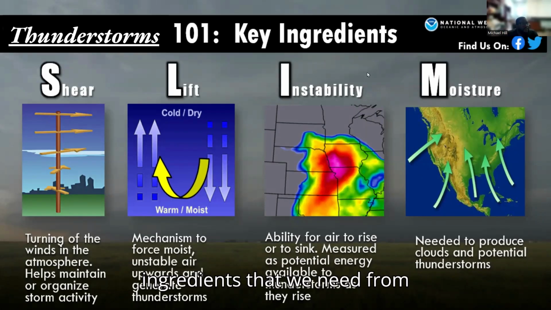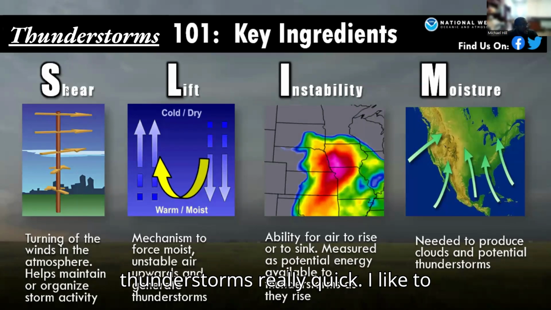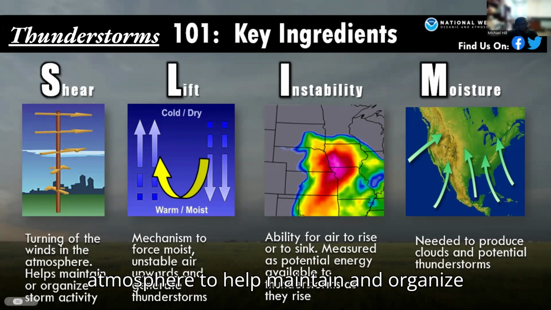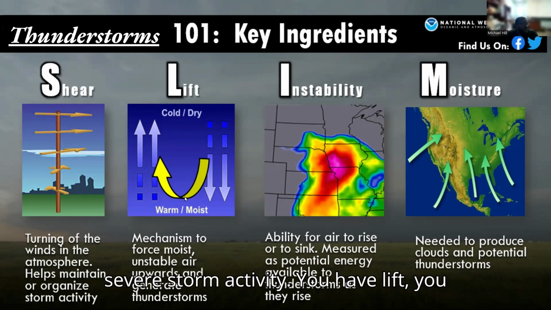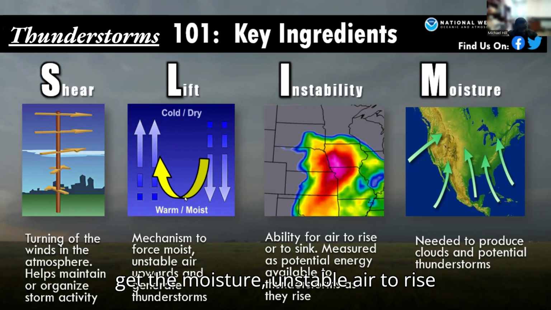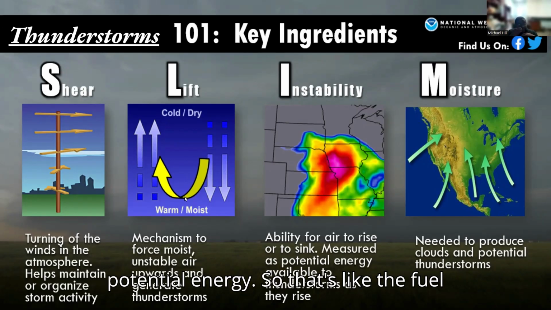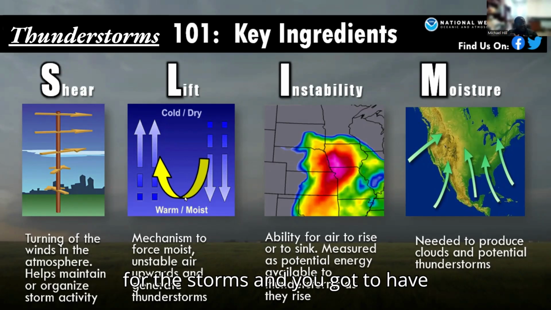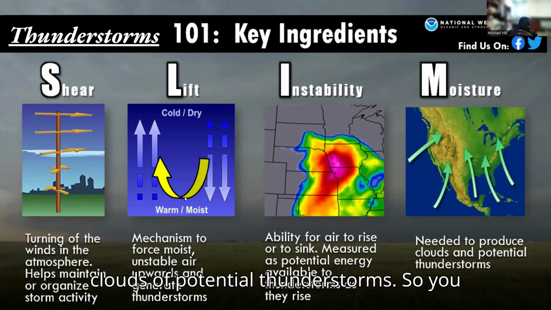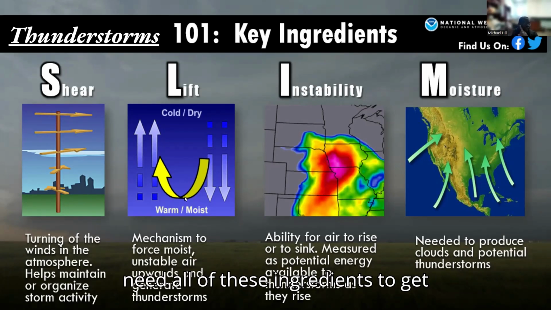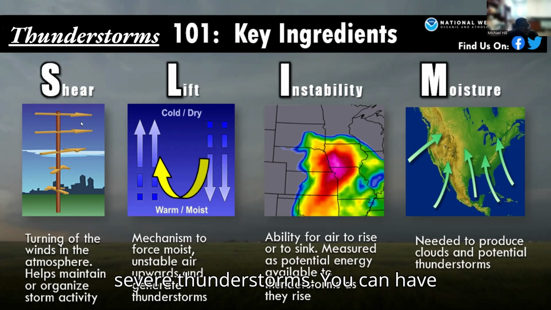We'll go through a few ingredients that we need from thunderstorms really quick. I like to teach the SLIM method. You got shear, which is the turning of the winds of the atmosphere to help maintain and organize severe storm activity. You have lift. You need some sort of lifting mechanism to get the moist, unstable air to rise upward to create the clouds and generate the thunderstorms. You need to have instability, which is the ability for air to rise and sink, measured in potential energy. So that's like the fuel for the storms. And you got to have moisture, which is needed to produce the clouds and potential thunderstorms. So you need all of these ingredients to get severe thunderstorms.